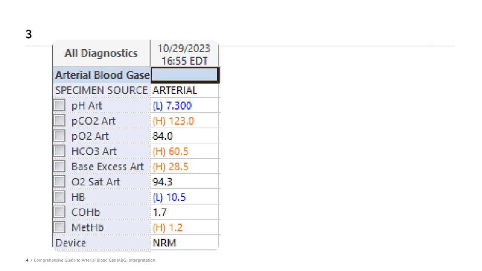Remember, the goal is to analyze both the respiratory and metabolic components to get a clear picture of the patient's acid-base status. Connecting these points to the overall theme, mastering ABG interpretation helps us make precise clinical decisions and improve patient outcomes. So, keep these key elements in mind as we proceed through the next steps.